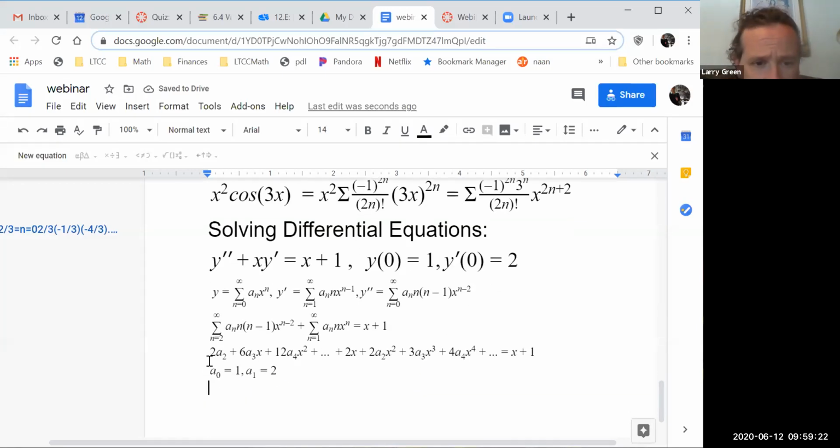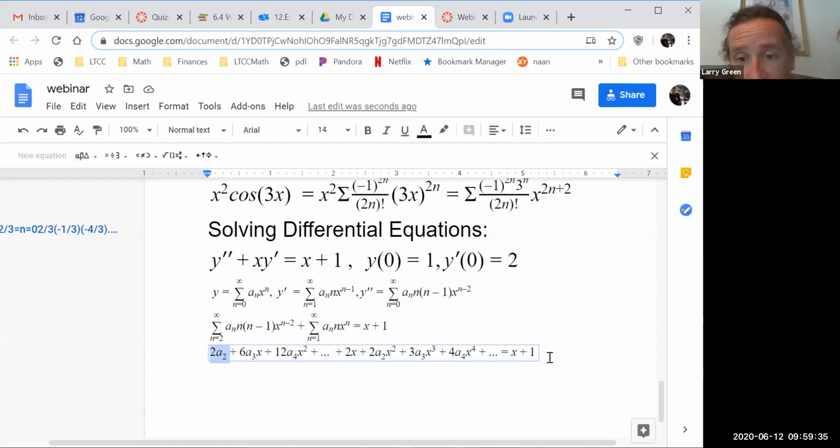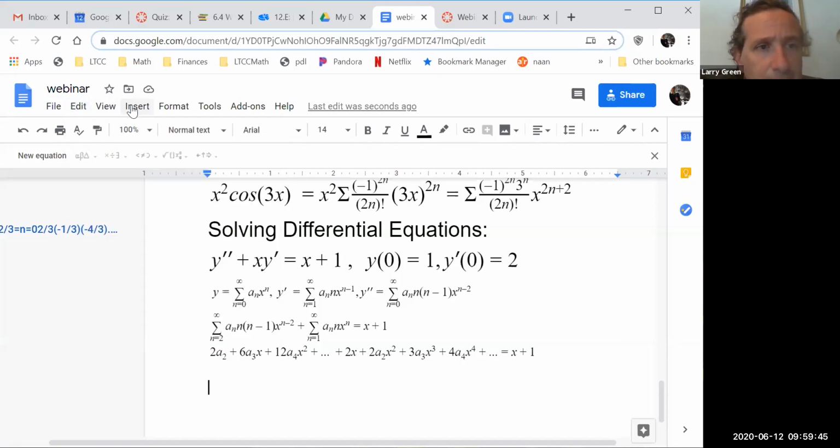Okay, so now I look at that equation. I can get rid of this a naught equals 1. I already used that. I can look at this equation and say the only constant term is 2a2. You see that? All the rest of them have x's. The only constant term on the right-hand side is just 1. So what do I know about a sub 2? So what's a sub 2? Yeah, 1/2.